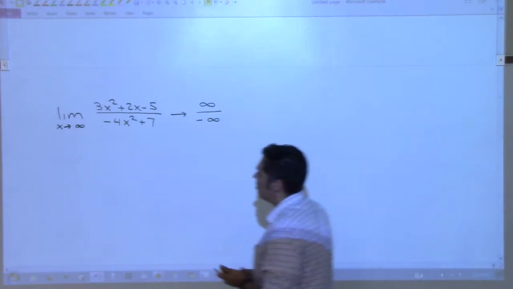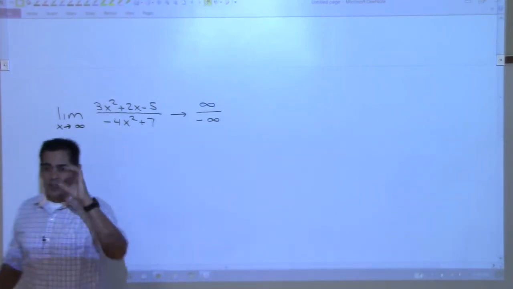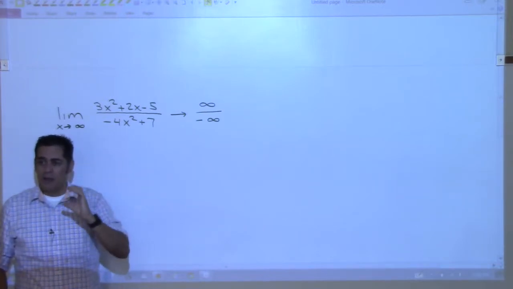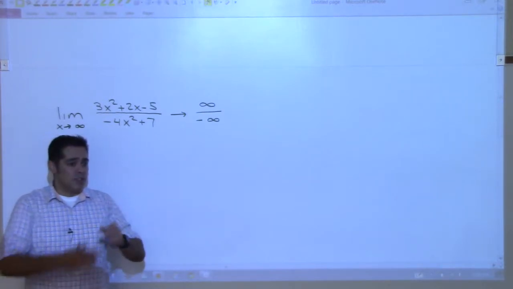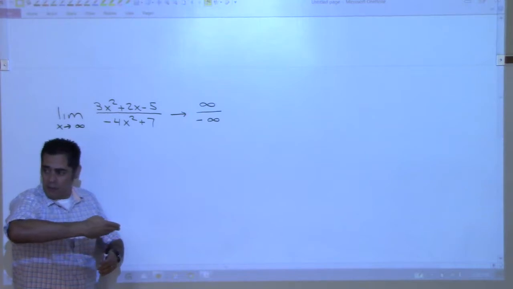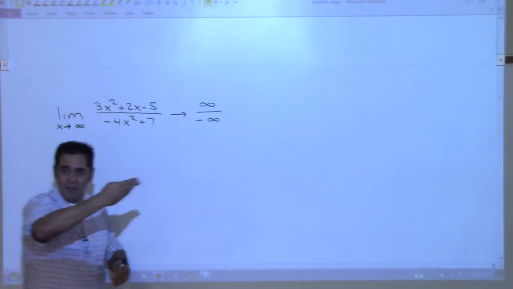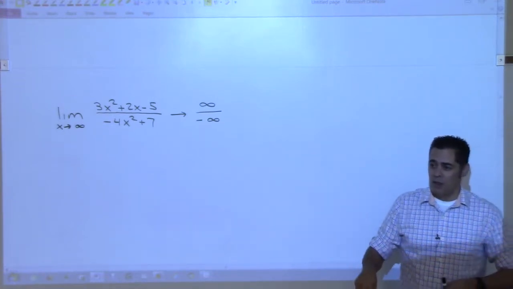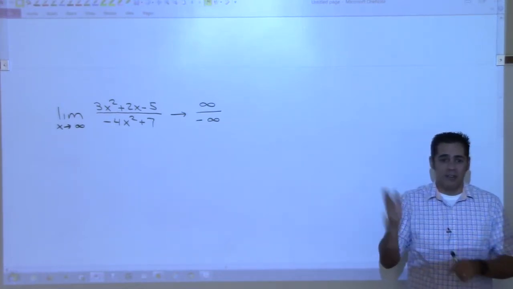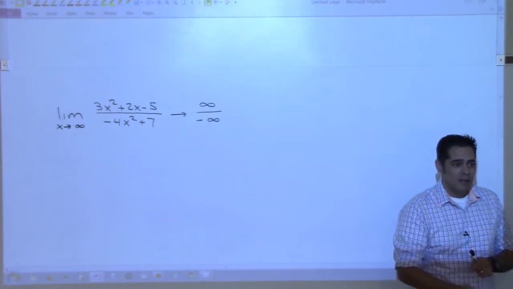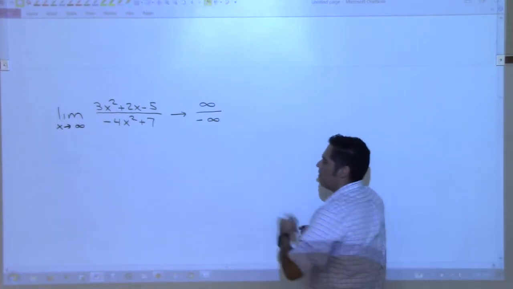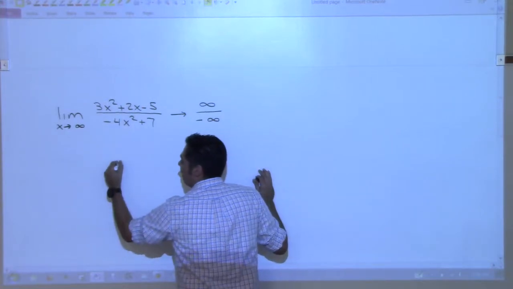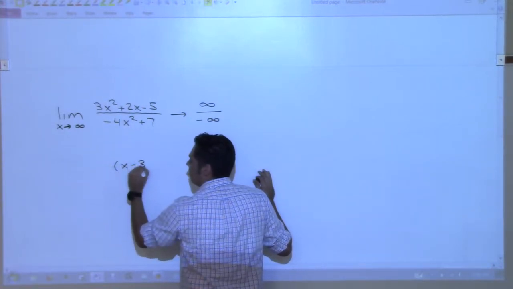Now, the standard procedure for 0 over 0 was to try and factor, right? And the reason we factored was to try and get something to cancel. You remember that was our main goal? Try and get something to cancel. That is not what we are going to do here. Our goal is not to factor and try to get something to cancel. And the reason is, let's just say for the sake of demonstration that the numerator had a factor of x minus 3. Let's just say it did.